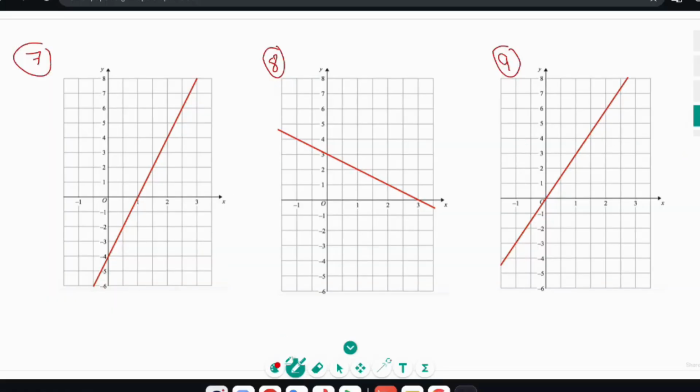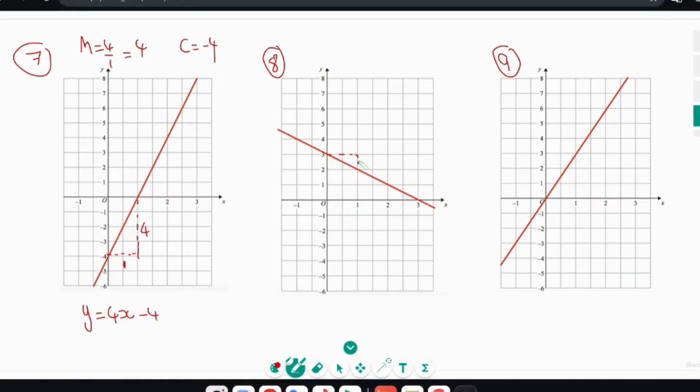Scale, hopefully you've noticed here. 2 squares is 1. So this 2 squares is 1 unit. And we've got 4 here. The gradient is 4 divided by 1, which is 4. Your y-intercept is -4. So y is equal to 4x minus 4.